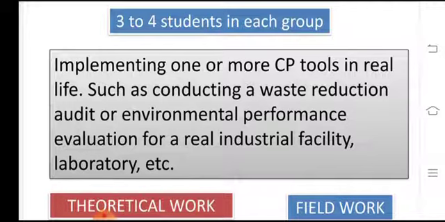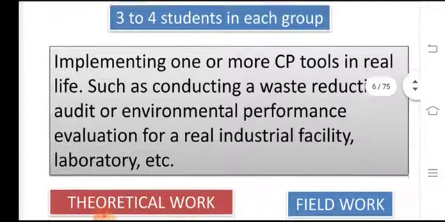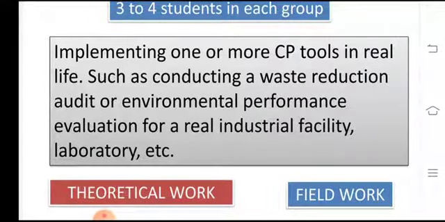So first of all, we will have an understanding of the procedures and the tools of cleaner production technology, and then I will request you to go to the industry and find out their problems, where there is a lacking in the system, and then after pointing out those loopholes, issues, and problems, you are expected to suggest a good solution to those problems. So this is the main theme of giving you this kind of assignment.